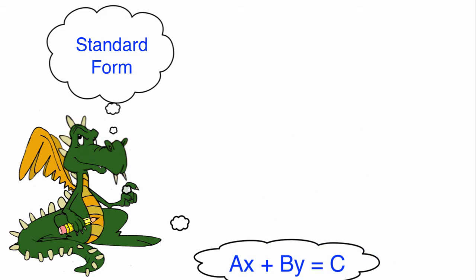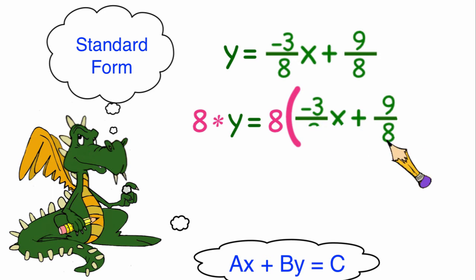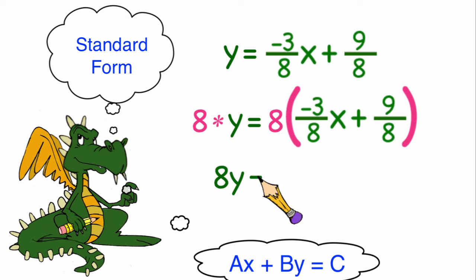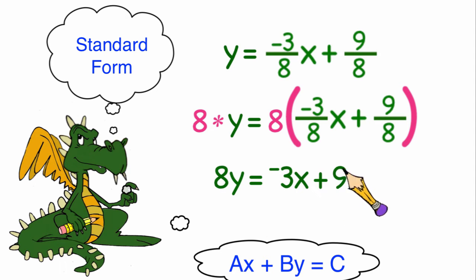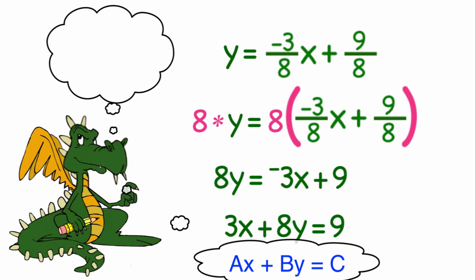So let's try another one. y is equal to negative 3/8 x plus 9/8. Well, since a, b, and c are integers, the first thing I'm going to do is clear out my fractions by multiplying every term by 8. When I do that, I end up with 8y equals negative 3x plus 9. Again, I need to get the x on the other side of the equation, so I'll be adding 3x to both sides of the equation, leaving me with 3x plus 8y equals 9. So in this situation, a would be equal to 3, b would equal 8, and c would equal 9.